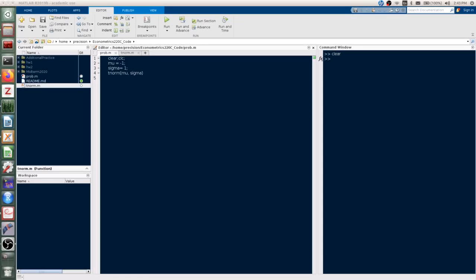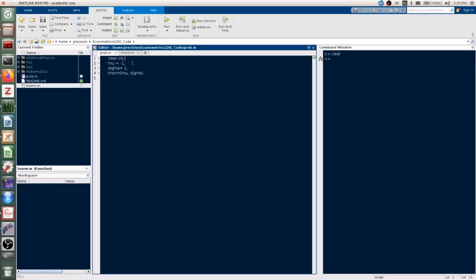Alright, so now let's code up what we derived in the last video. I'm going to start off with some definitions here. I like to clear my memory workspace and also the command window. Clear and clc does that. I'm going to define mu as -1.